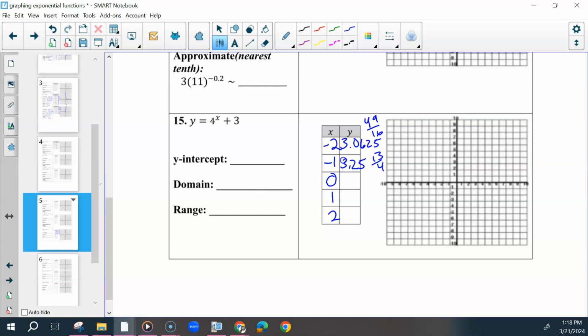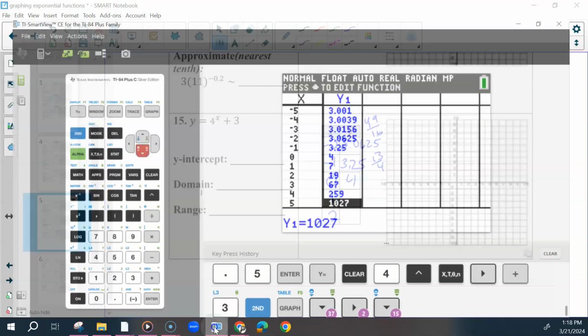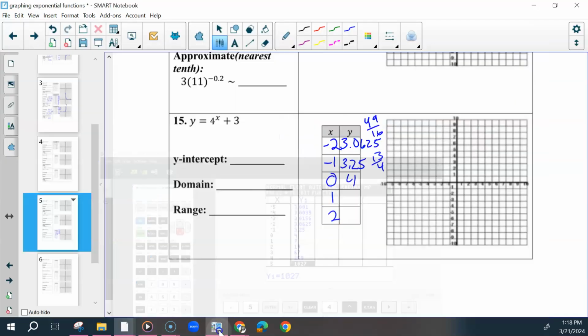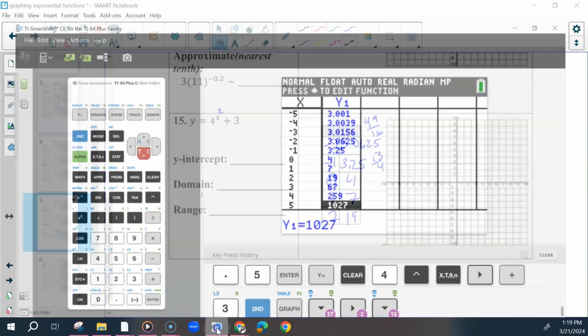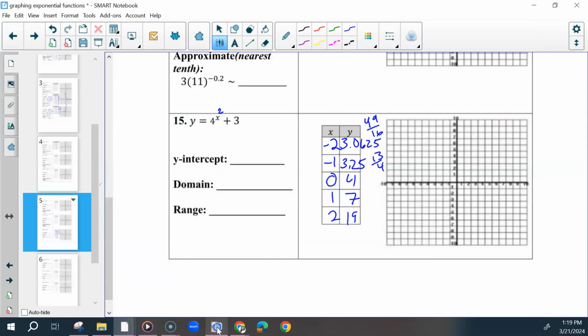When x is 0, so you could probably do this one without the calculator. If I put 0 in for x, that would be 1. 1 plus 3 is 4, but we can double check the calculator just to make sure. And then same thing for the other two. If I put 1 in here, 4 to the first is just 4. 4 plus 3 is 7. And then if I put 2 in here, 4 squared is 16. 16 plus 3 is 19. And we can double check those values.